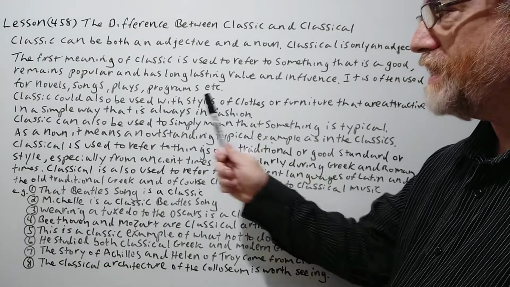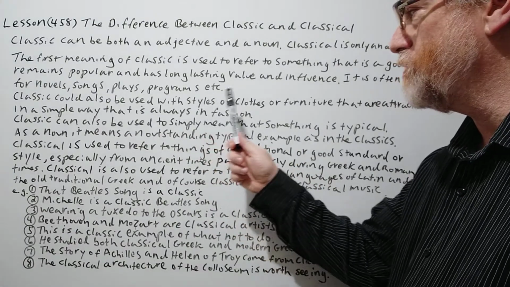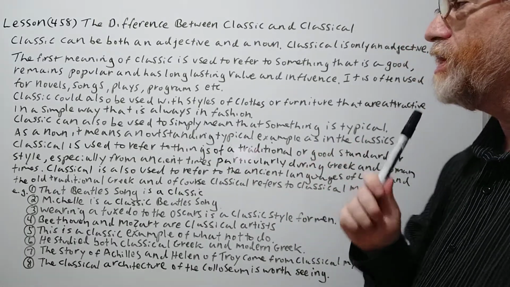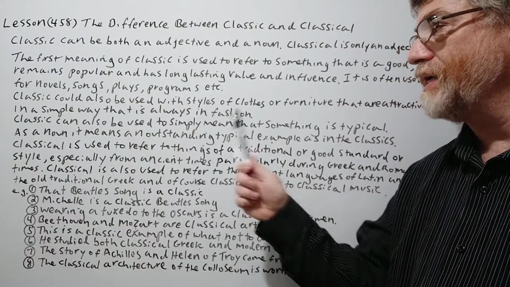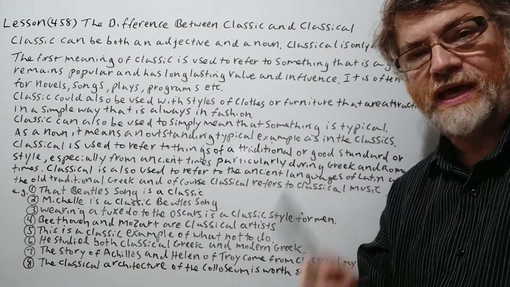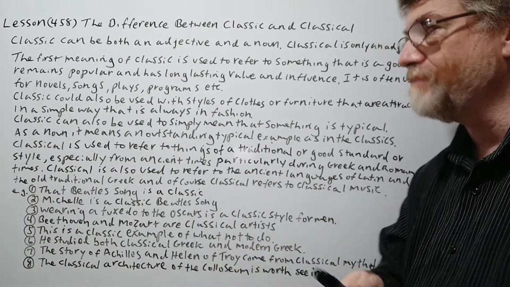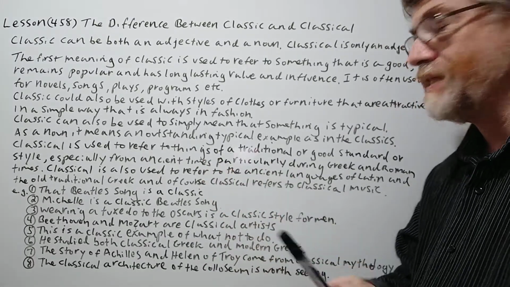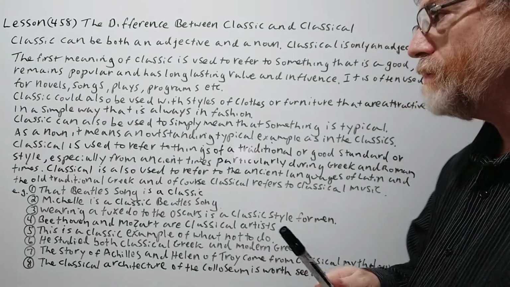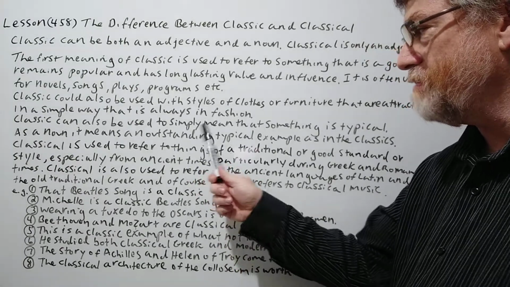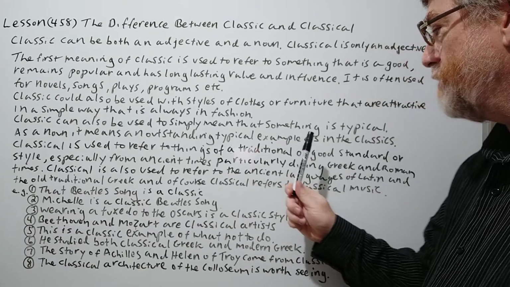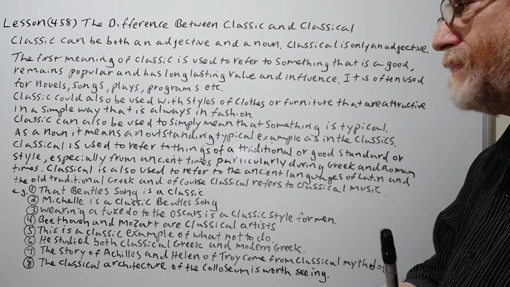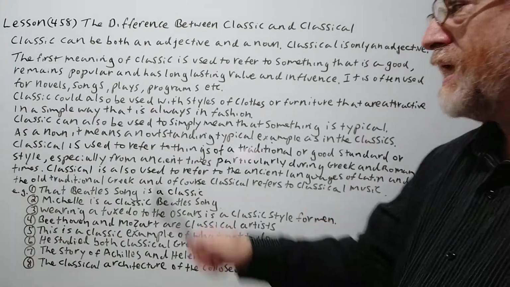Okay. Classic could also be used with styles of clothes or furniture that are attractive in a simple way that is always in fashion. So again, it is classic in this sense. Classic can also be used to simply mean something that is typical. Okay. As a noun, it means an outstanding, typical example, as in the classics. We sometimes say that. Let's continue.